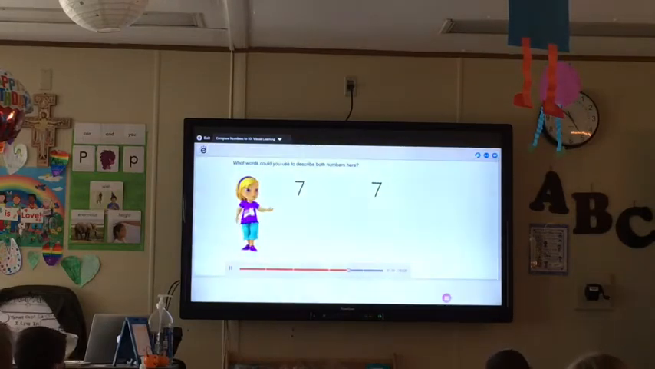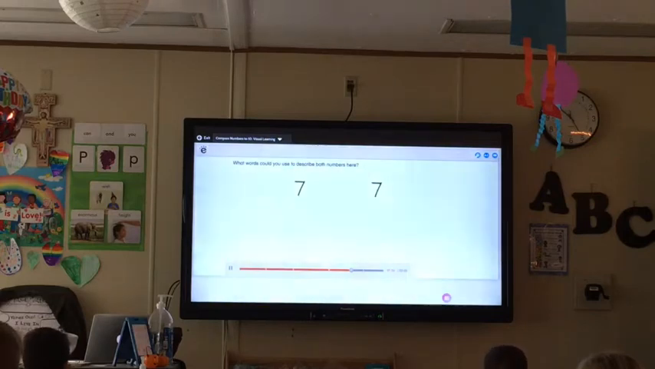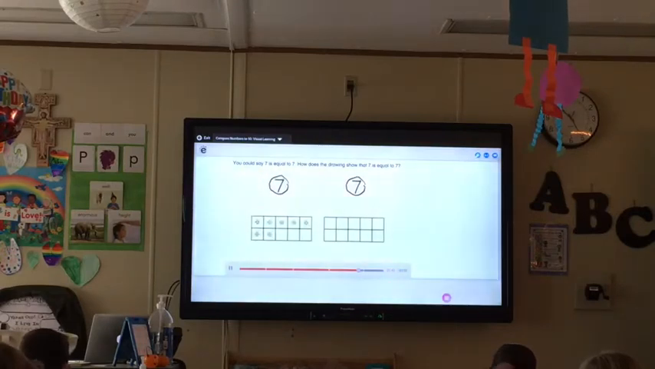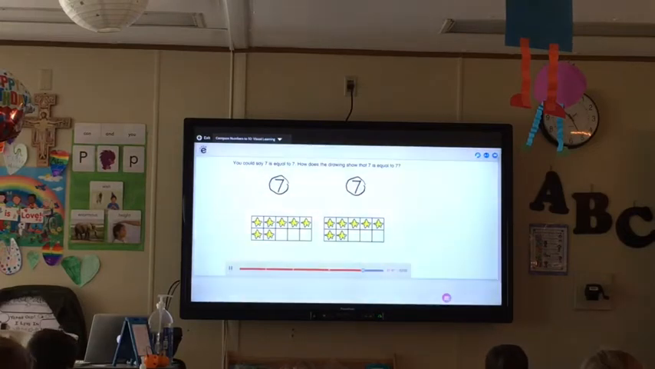What words could you use to describe both numbers here? What can we say, guys? They're equal. You could say 7 is equal to 7. How does the drawing show that 7 is equal to 7? It's the same. Very good. We have the same amount.